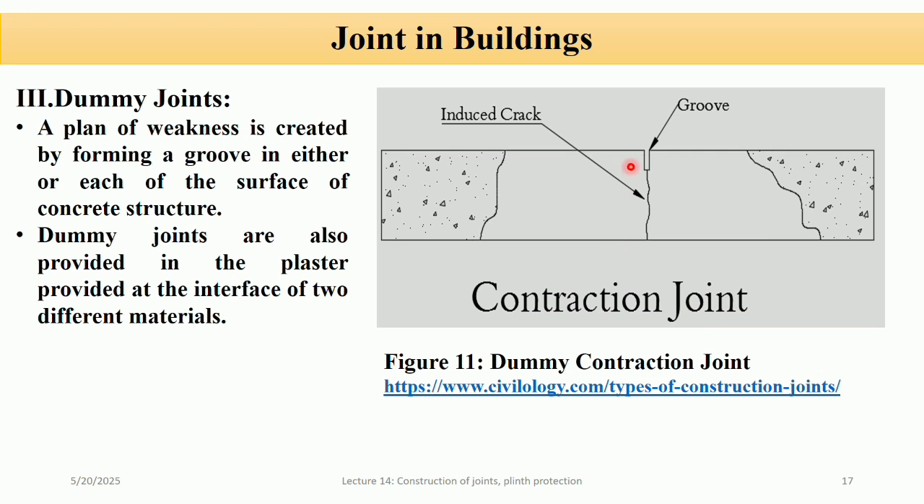Dummy joint. A dummy joint is a type of contraction joint where a groove or a notch is made on the surface of the concrete to create a plane of weakness. You can see in the figure, here is a groove or notch. This groove is usually shallow and guides the location where the concrete will crack due to shrinkage, so that the cracking is controlled and neat.